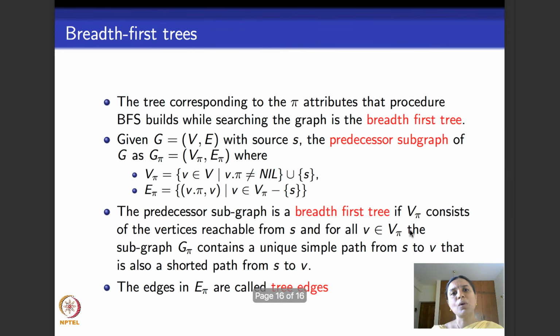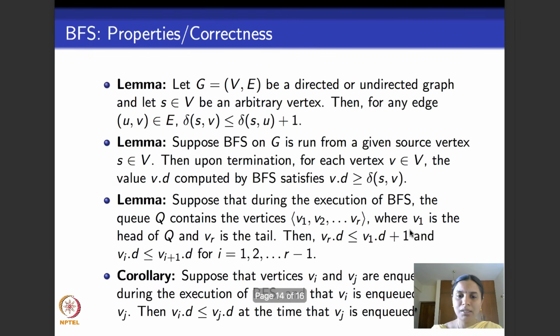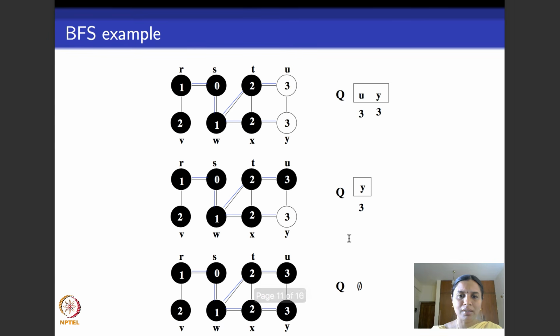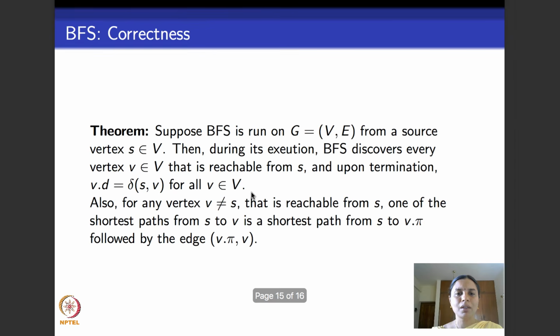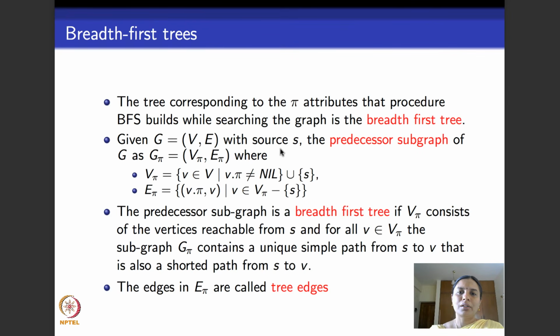So now let's go ahead and discuss how to use the pi attributes to be able to get the breadth first tree, right? If you see in this example, the blue lined arrows are the pi attributes, right? How do we use that to be able to output the tree? Given a graph G = (V, E) with the source S, which is the input to the breadth first search algorithm, I generate what is called a predecessor subgraph by using the pi attributes.